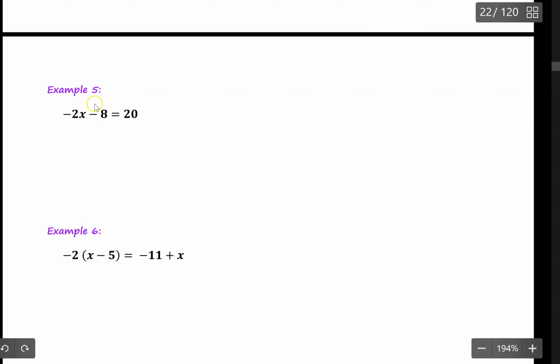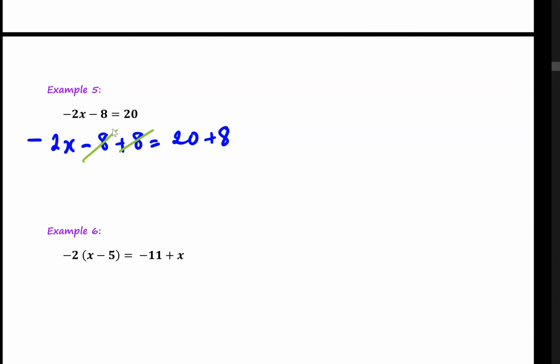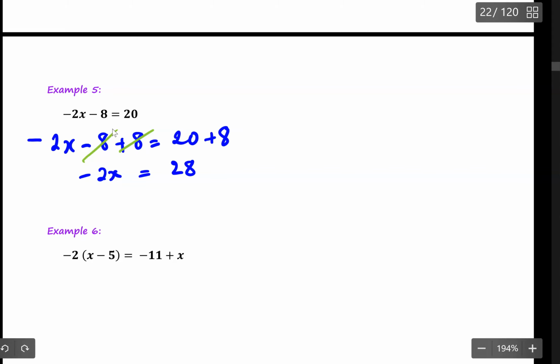Getting rid of negative 8 means that you have to add 8 to both sides of the equation. So that's what I'm going to do. I take negative 2x subtract 8, plus 8. It means I have to add 8 to the other side as well. Now you see that cancels, so I get rid of the negative 8, and I have negative 2x equal to 28 left. To get rid of the negative 2, I divide both sides of this equation by negative 2.